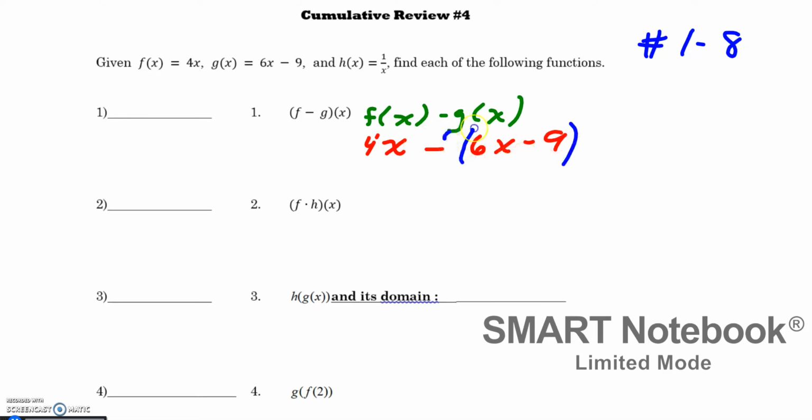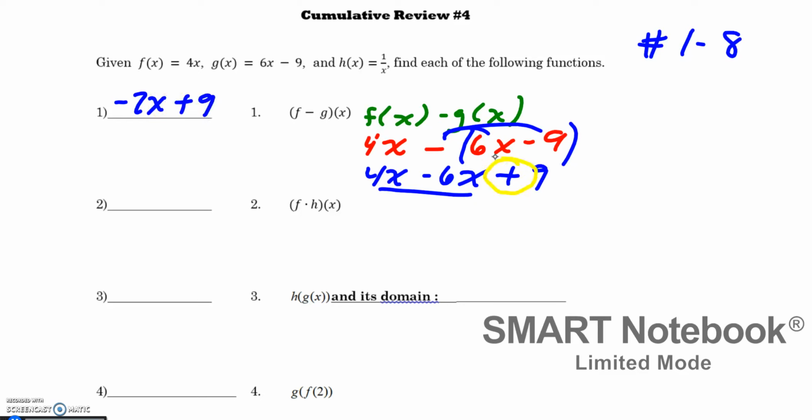Which means that that negative must be distributed to both terms. So you would have 4x minus 6x plus 9. So my final answer, if I combine like terms, would be negative 2x plus 9. Please be careful about this on your upcoming test. Make sure that you put parentheses in when appropriate.